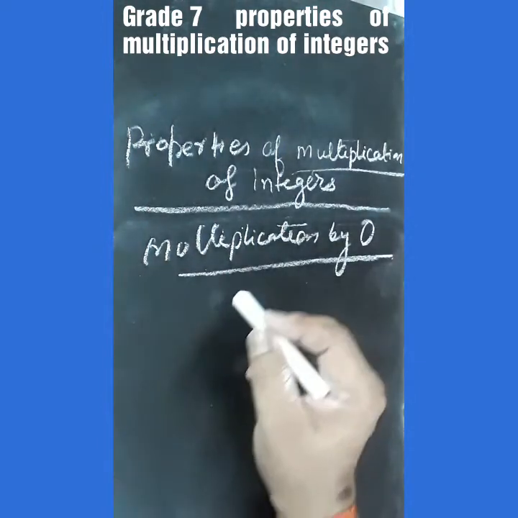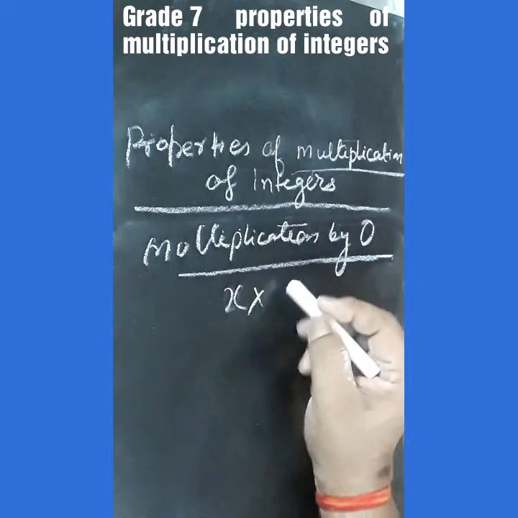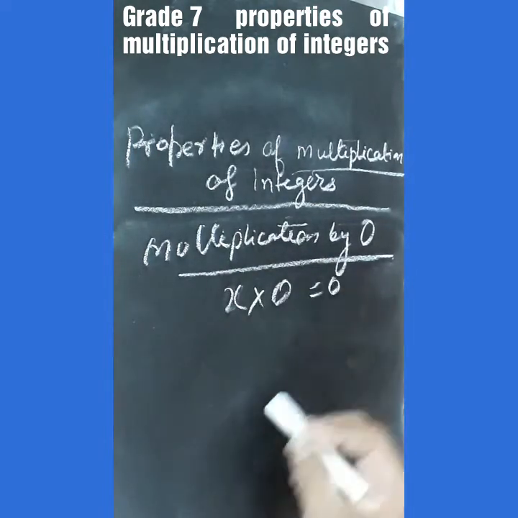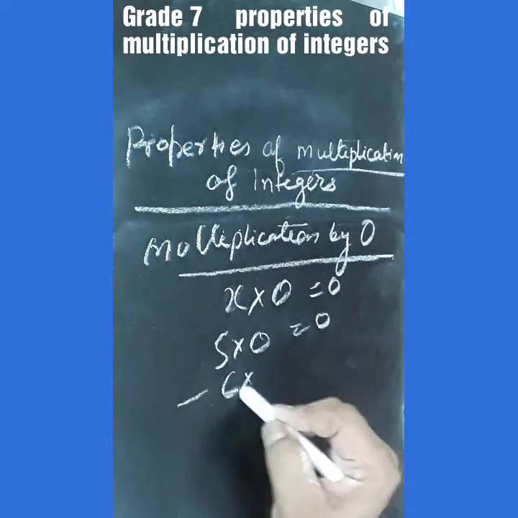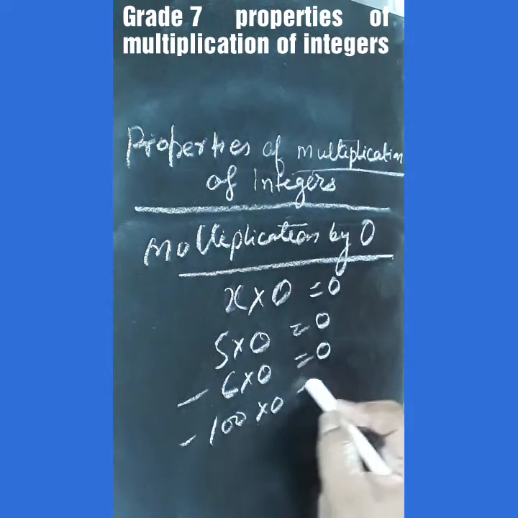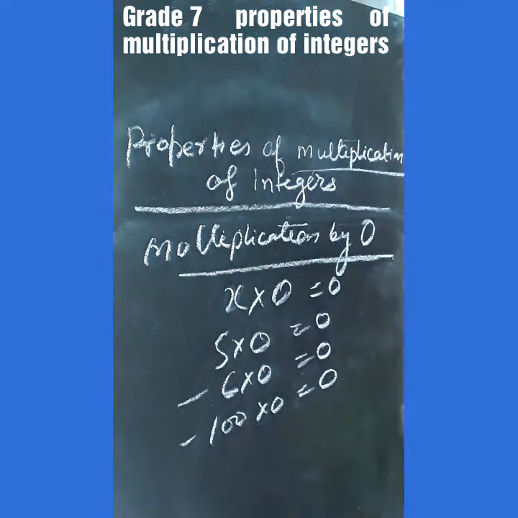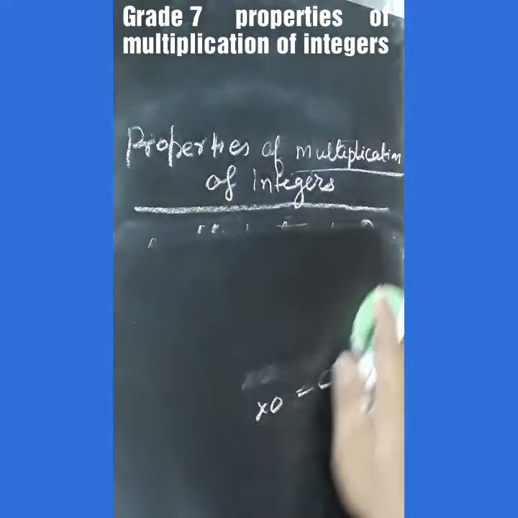Now if you multiply any number a, b, c, x, y, z, any number with 0, we will get 0 here. 5 into 0, we get 0. Minus 6 into 0, we get 0. Minus 100 into 0, again we are getting 0. So any number multiplied with 0 will give the result 0.